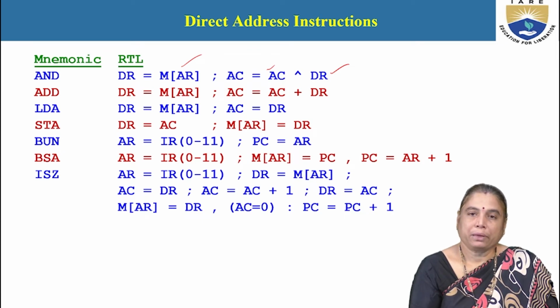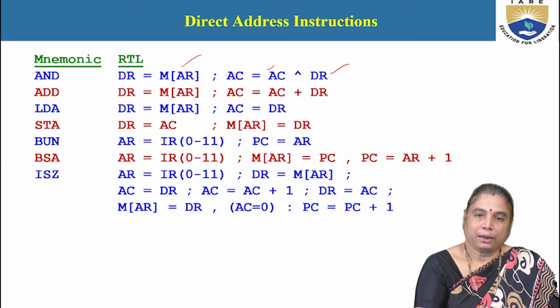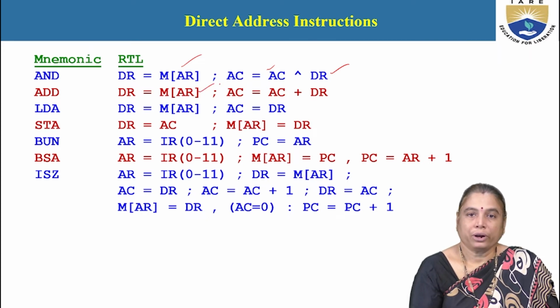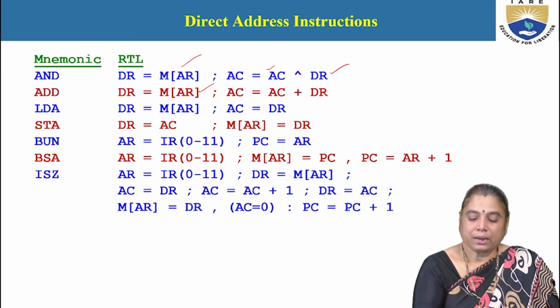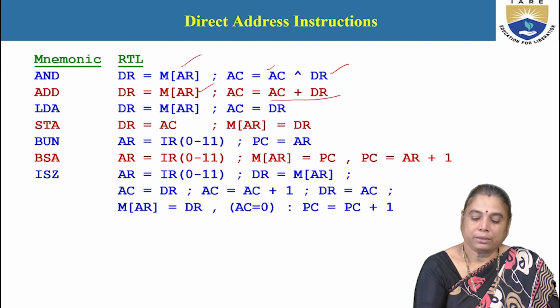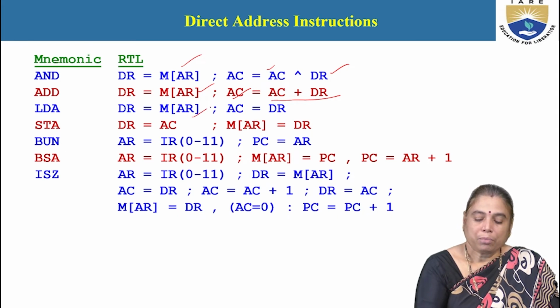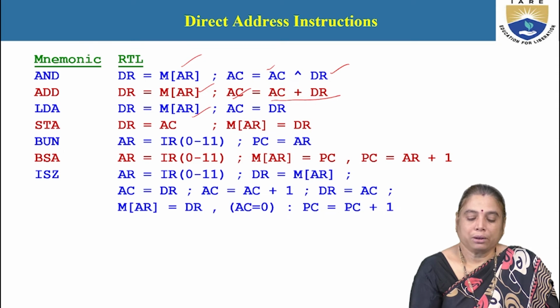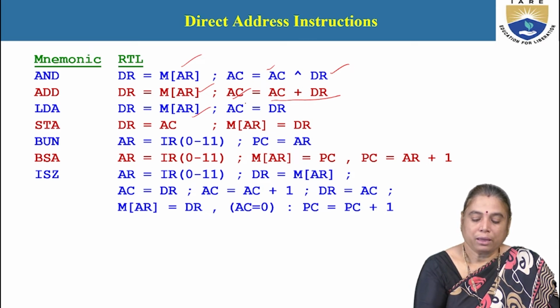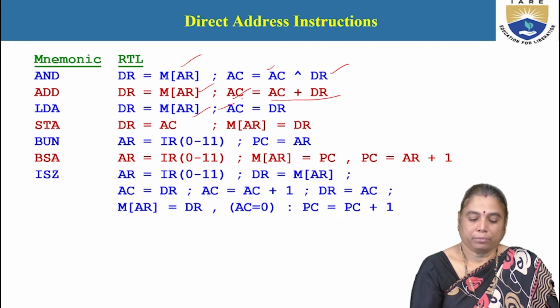How can the addition be performed? The data register is loaded with the memory word that is pointed to by the AR, and between AC and DR the add operation is accomplished, and the result is stored in the AC. The next instruction is LDA. Here the value stored at the memory location pointed to by AR is loaded to the DR, and the DR value is loaded into the accumulator.